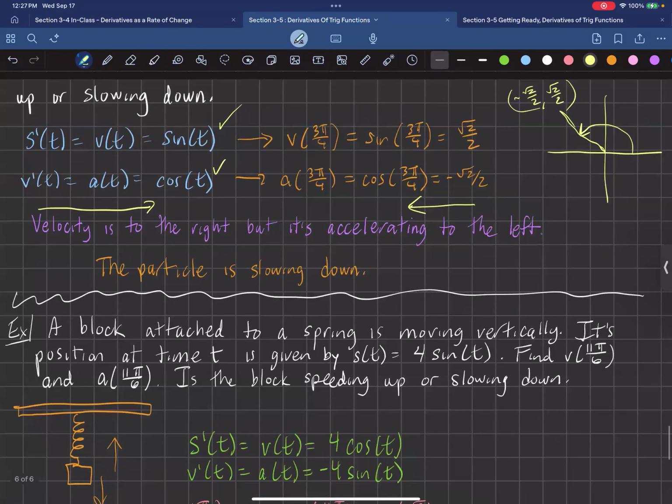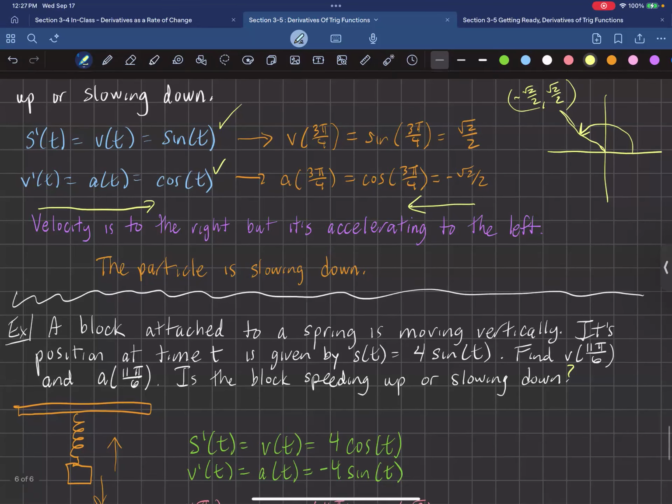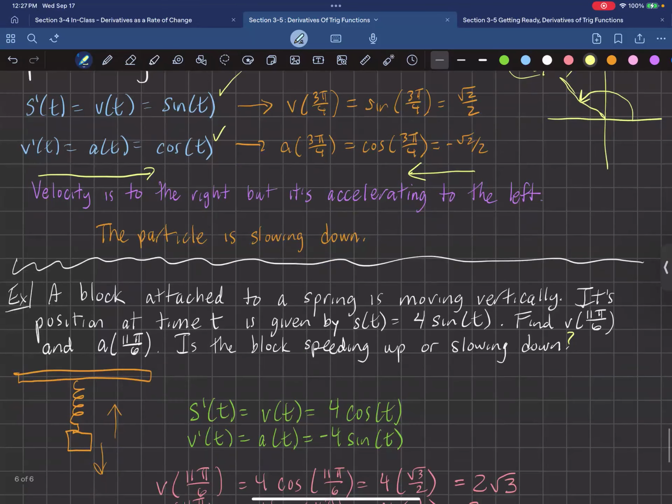We take the derivative twice to find the velocity and acceleration functions. The derivative for velocity would be 4 cosine t. The derivative of velocity will give us acceleration. That's negative 4 sine t. And we're going to do it at 11 pi over 6.